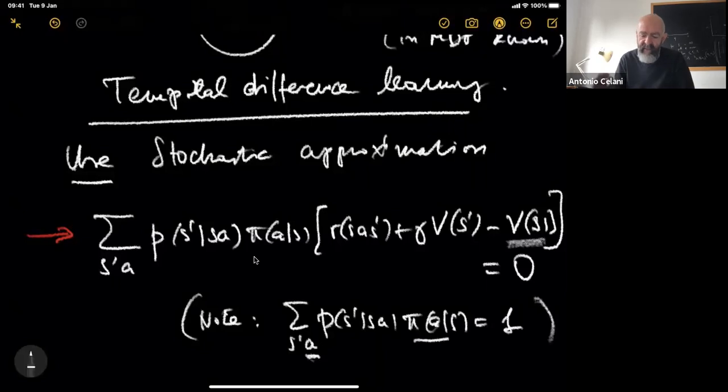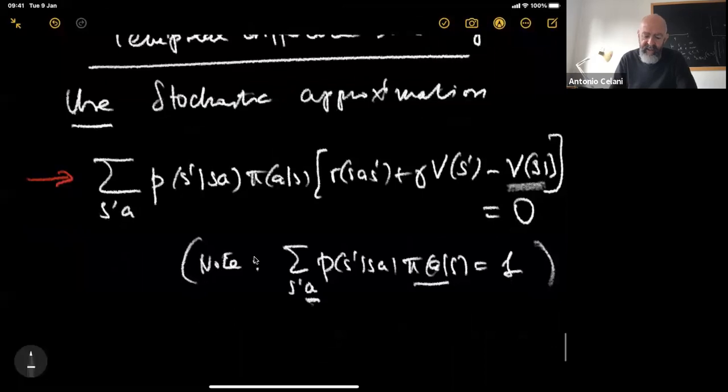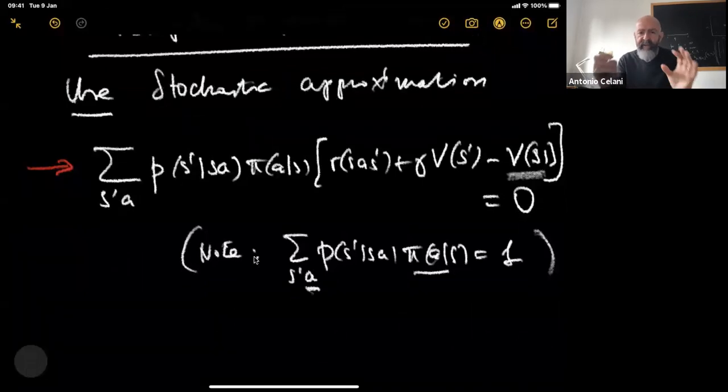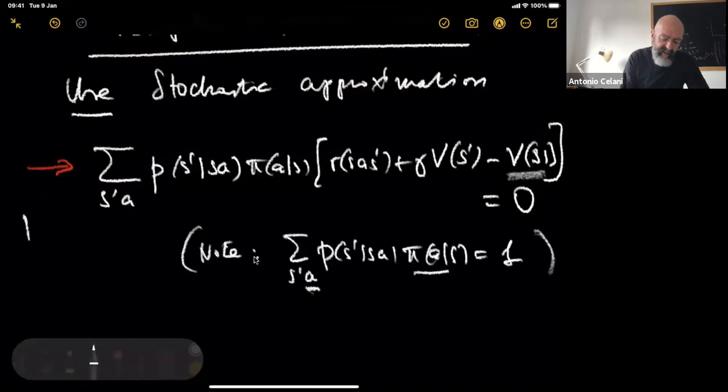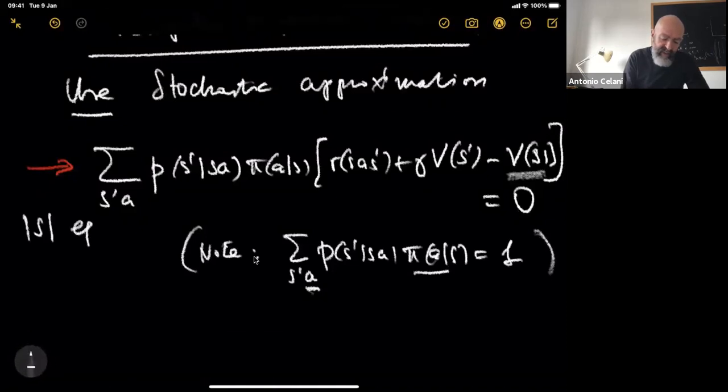Nothing very fancy so far. But here comes a very simple step, which is fundamental. Remember, this is valid for all S, right? These are cardinality of S equations.